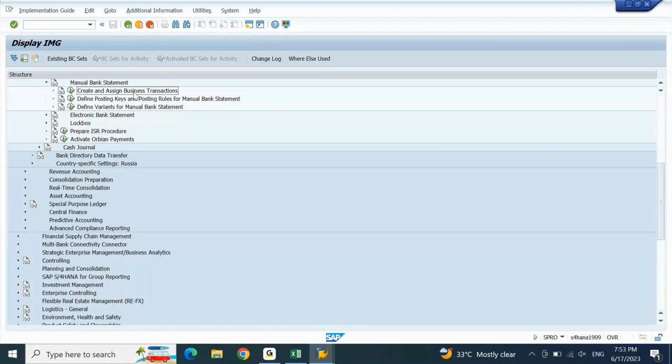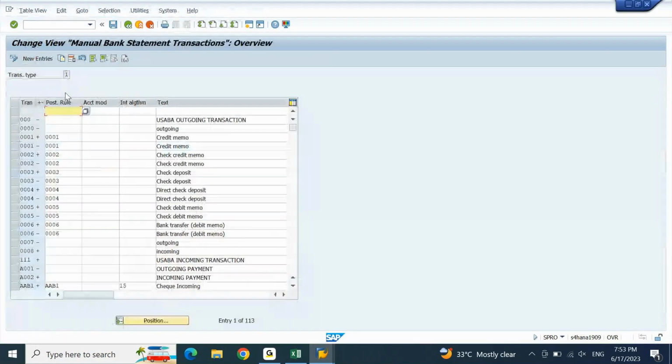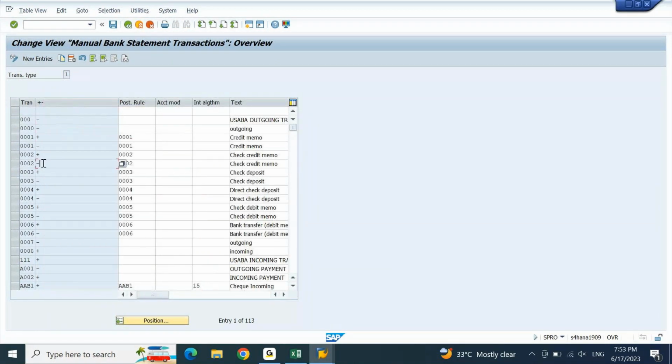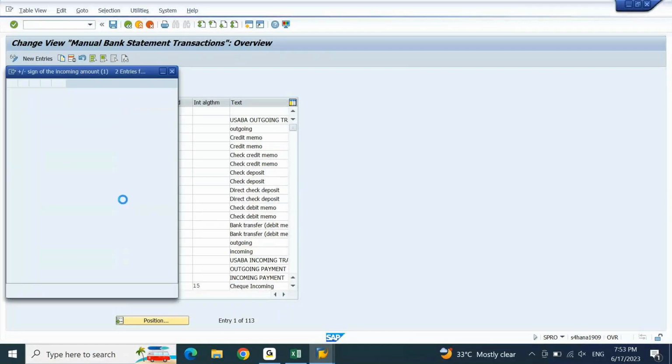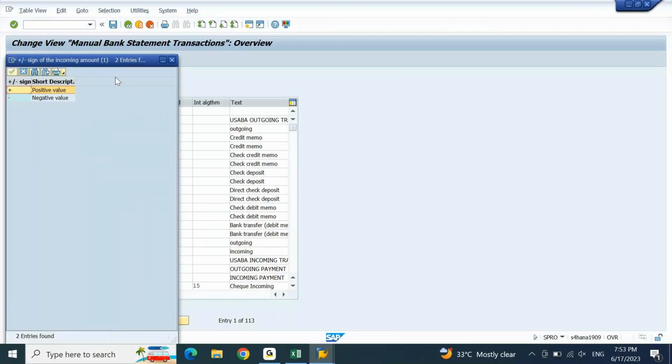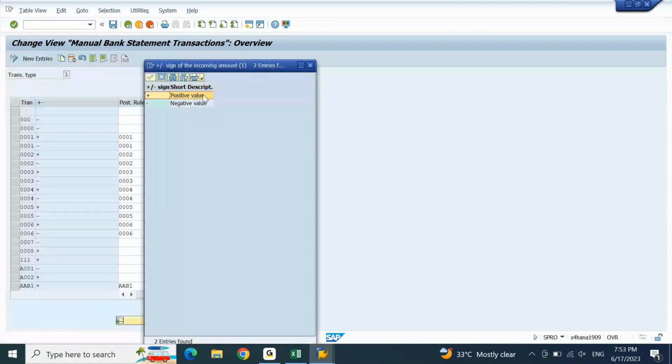Create and assign business transactions. Now, if you see this, you have something called minus plus minus plus. Even if you open the drop down, you have nothing but positive value, negative value. Do you find anywhere debit, credit?